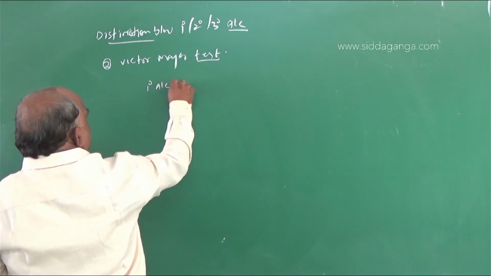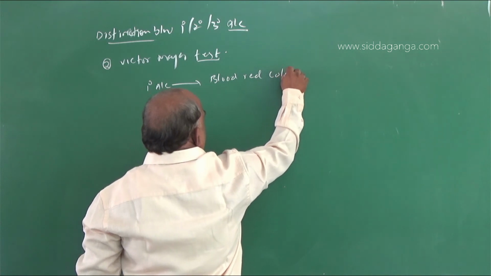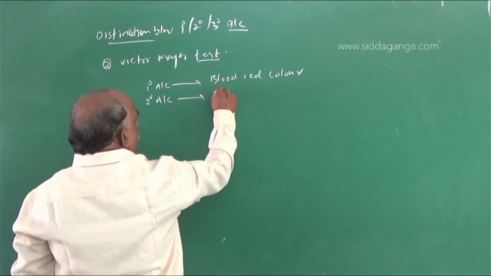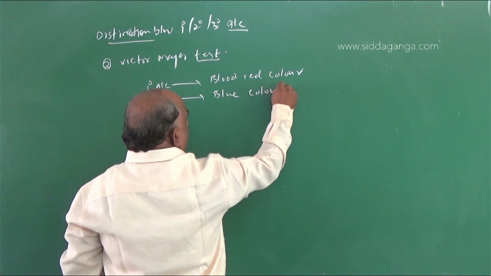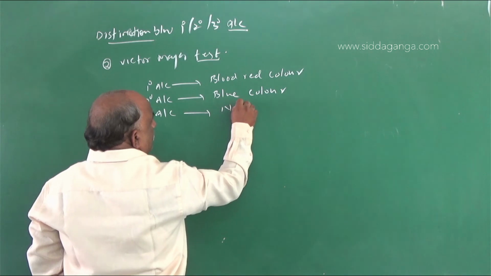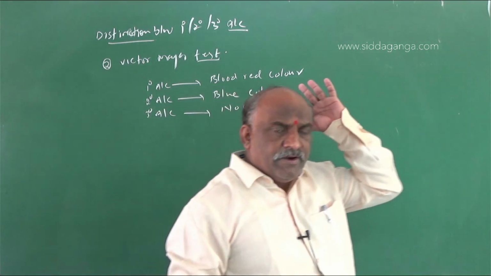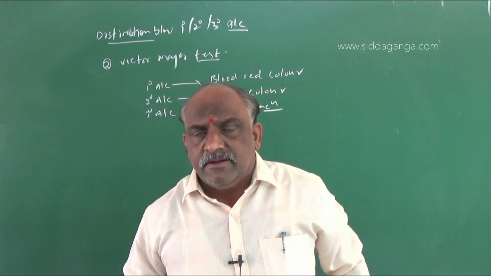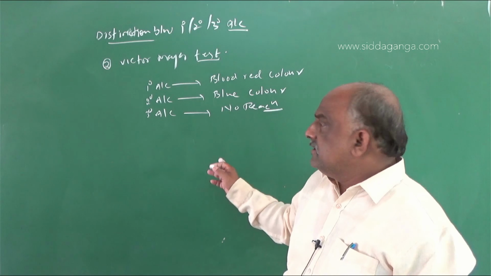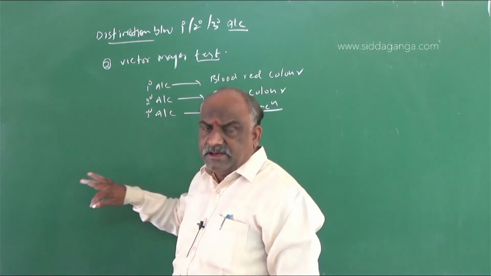Primary alcohols give rise to blood red color. Secondary alcohols give rise to blue color. Tertiary alcohols give no reaction. This is important, my dear students. Make a note of this. Victor-Meyer test: primary alcohols produce blood red color, secondary alcohols blue color, tertiary alcohols no reaction.